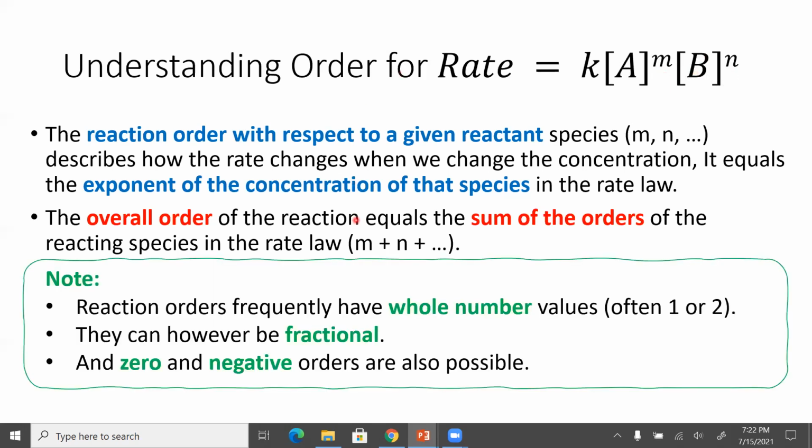Most of the time, the orders for the reactants are whole numbers. They can be fractions from time to time. They can be zero, and that we'll see often. And they also can be negative orders, but that's not common at all. So in most cases, they're going to be whole numbers or they're going to be zero. And where do we get the m and the n values from? They come from data that's collected in experiments.